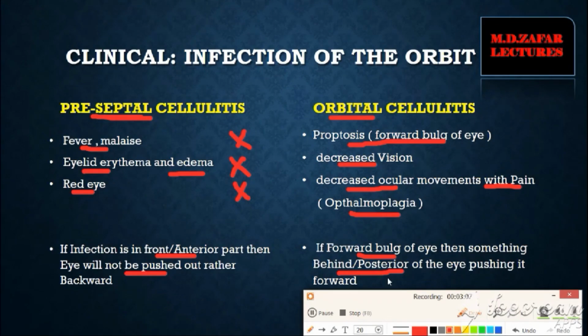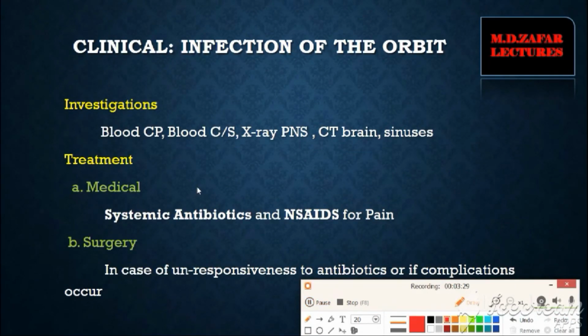So now I believe that you will have a much better and clearer concept of why we call them differently and how to differentiate them. Now I will talk about the investigations, and they include blood CP, blood culture, X-ray paranasal sinuses to identify which of the paranasal sinuses is having the infection which is now being transmitted to the orbit, and we can also use CT brain and CT sinuses.